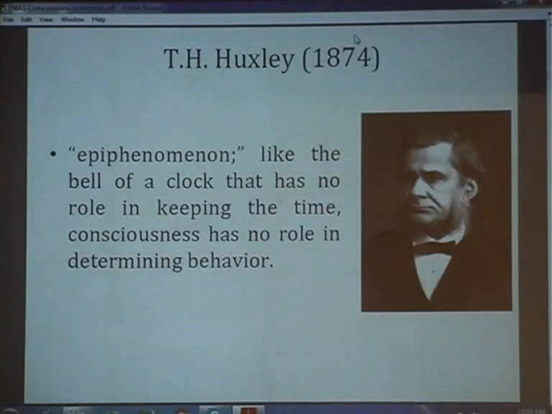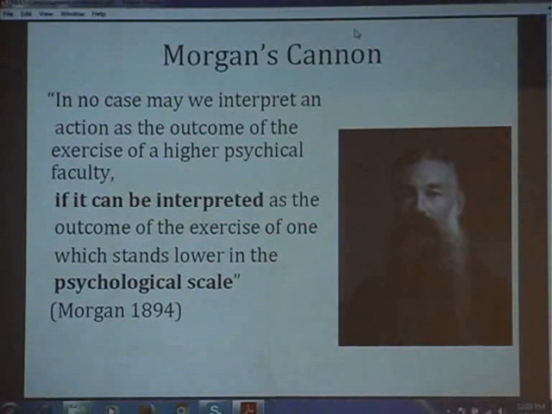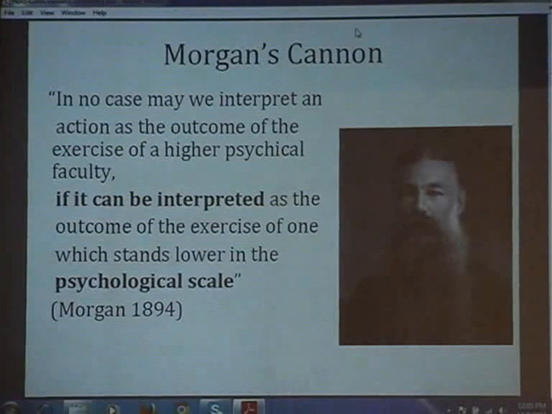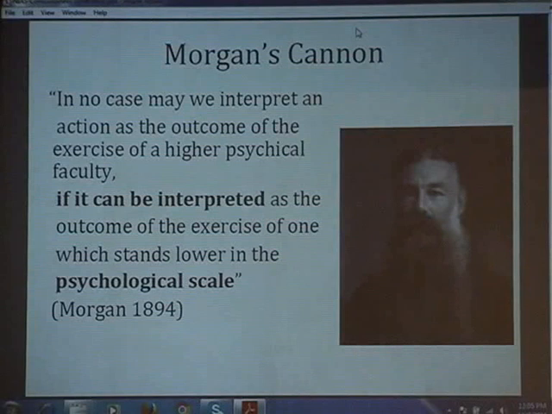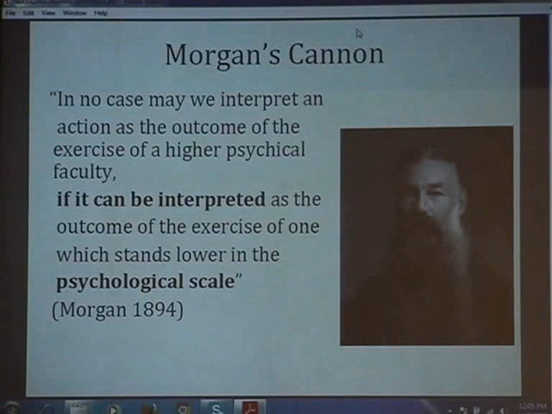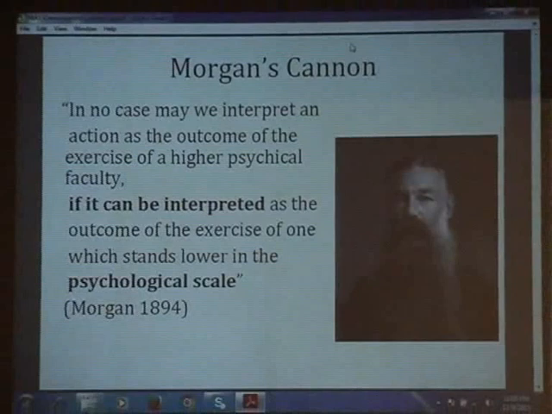So was Morgan's Canon. Morgan suggested that in no case may we interpret an action as the outcome of the exercise of a higher psychical faculty if it can be interpreted as the outcome of the exercise of one which stands lower in the psychological scale. So he put a canon there, and the study of animal consciousness and animal cognition was not much promoted. That affected research on animal cognition until the cognitive revolution. Then many animal models started to come to the field.